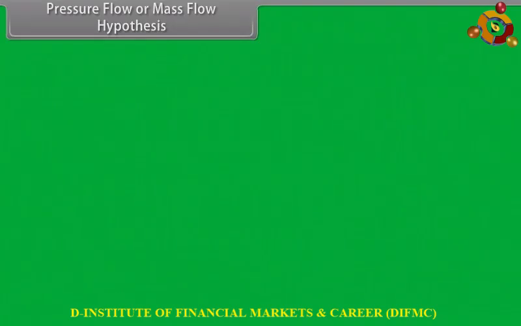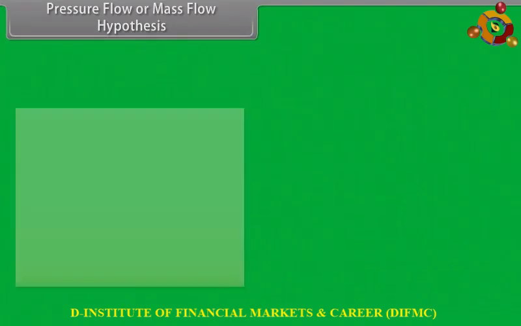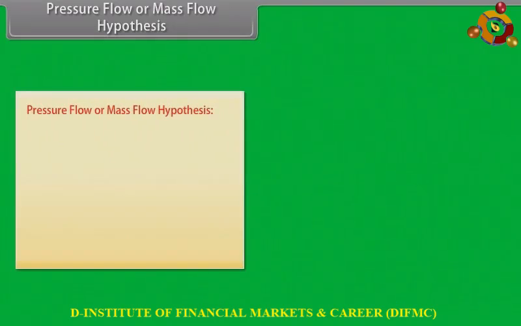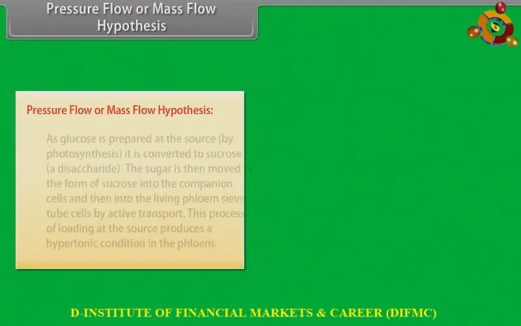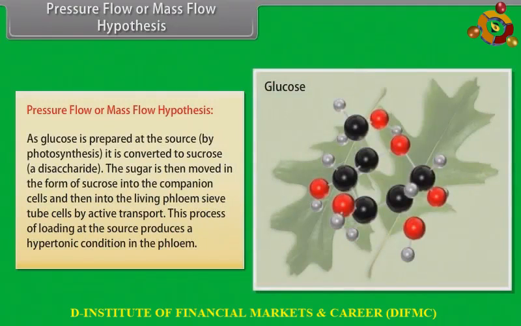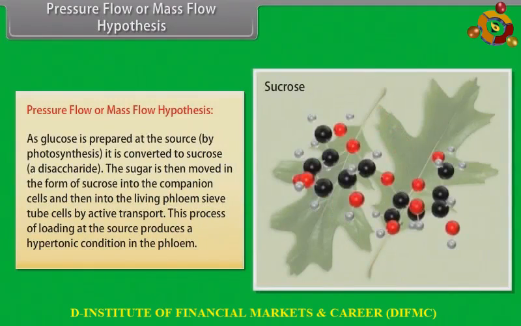Pressure flow or mass flow hypothesis. Pressure flow or mass flow hypothesis is the accepted mechanism used for the translocation of sugars from source to sink. Glucose is prepared at the source by photosynthesis. It is converted to sucrose.